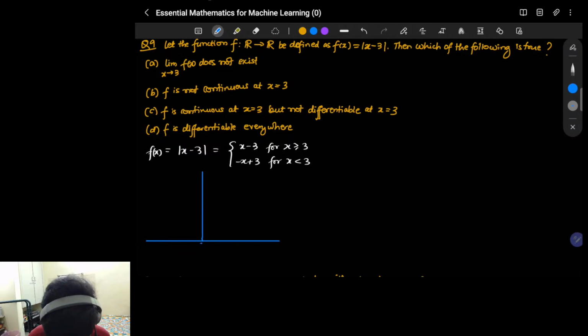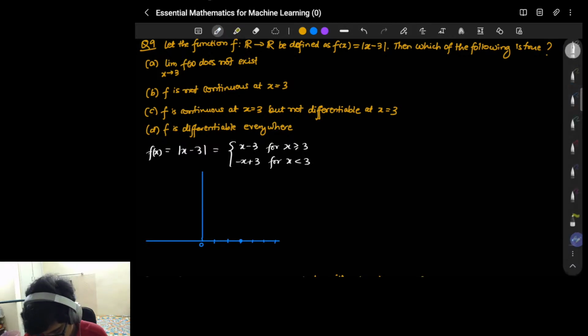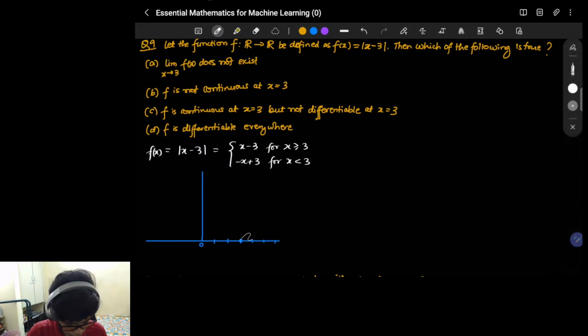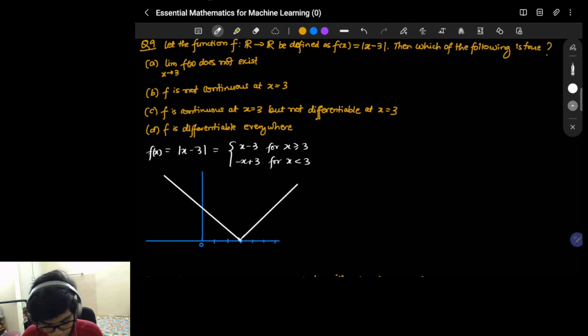So this is 0, 1, 2, 3, 4, 5, 6. So at x equal to 3 is the turning point. So if we draw the function, then this is how the function will look. So now we need to find out which of these statements is true.